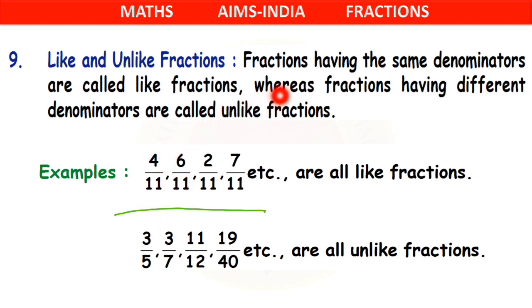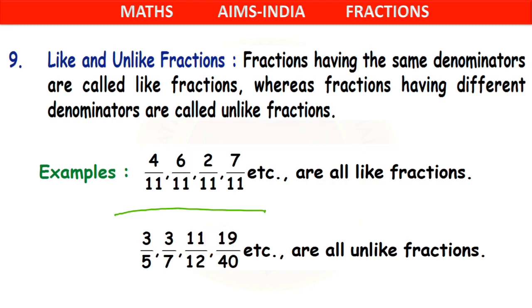Now next is unlike fractions. Now unlike becomes what? Unlike is the opposite of like. So in the same way, as like fractions had same denominators, unlike fractions will have what? Yes, unlike fractions will have different denominators. Look at these examples here. 3 by 5, 3 by 7, 11 by 12, 19 by 20, etc. are all unlike fractions. Why are they unlike? Because they do not have the same denominators here.